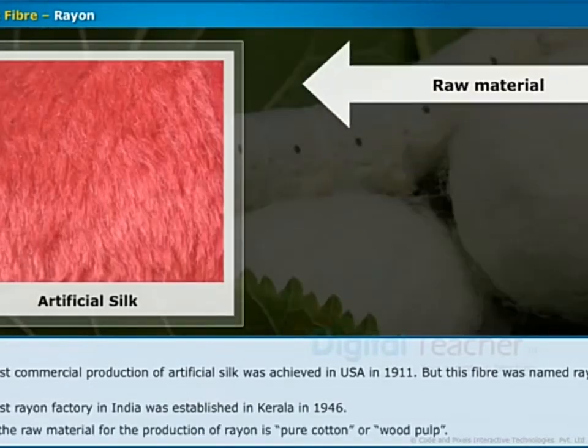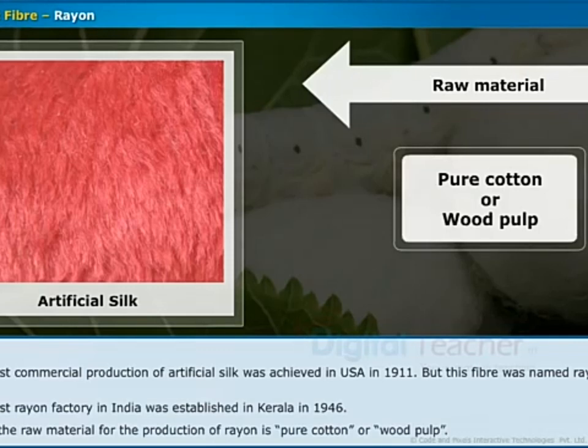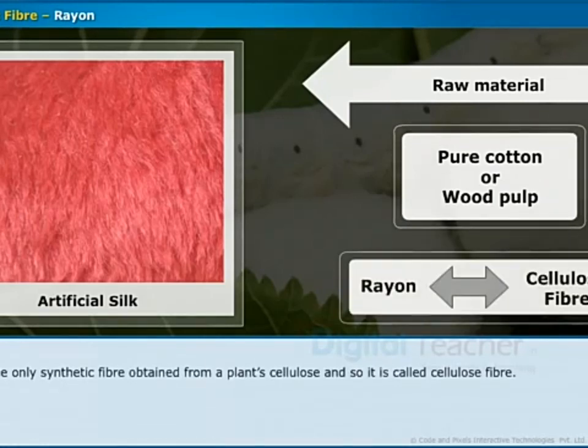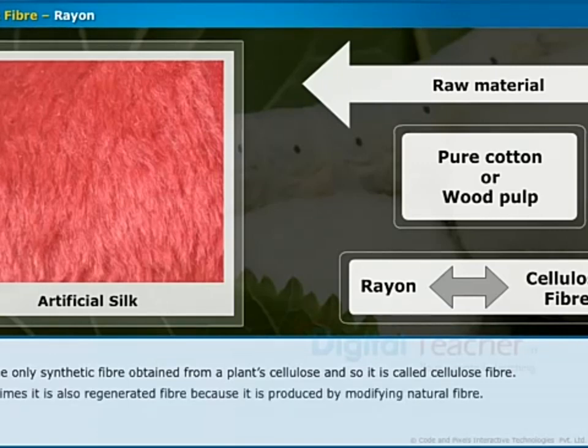Here, the raw material for the production of rayon is pure cotton or wood pulp. It is the only synthetic fiber obtained from a plant's cellulose, and so it is called cellulose fiber. Sometimes it is also called regenerated fiber, because it is produced by modifying natural fiber.